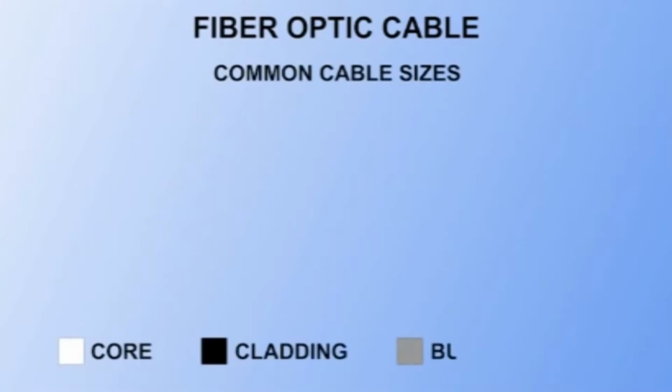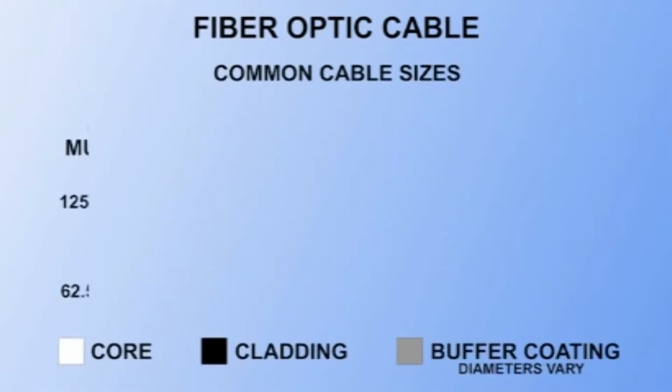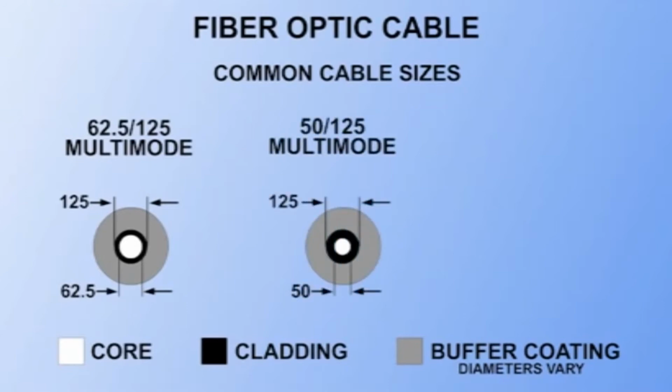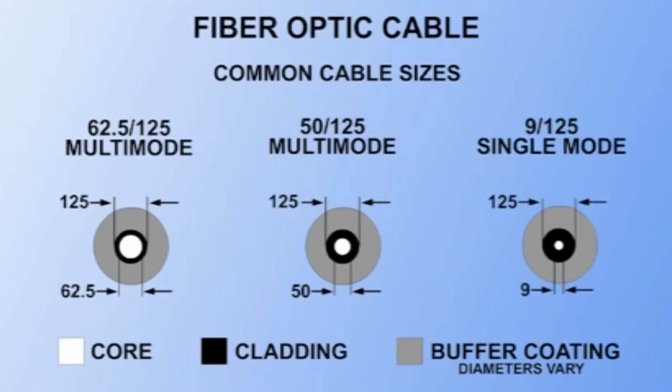Fiber specifications list the core and cladding diameters as a ratio. Multi-mode fiber is usually either 62.5 by 125 microns or 50 by 125 microns. Single-mode fiber is commonly 9 by 125 microns.